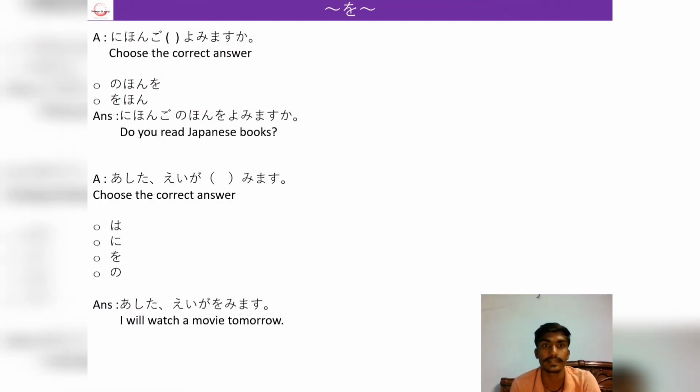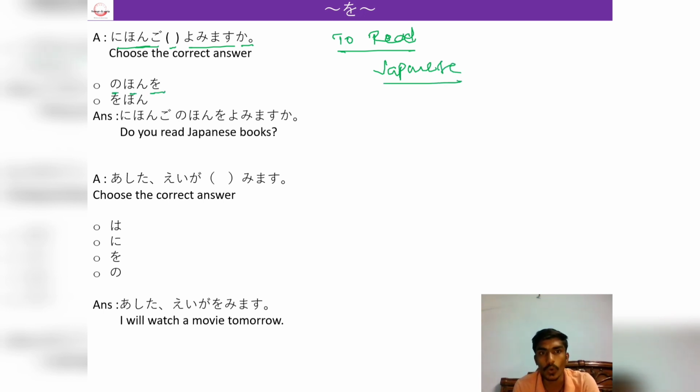Here we have a few more exercises, and the first is "Nihongo dash yomimasu ka". Yomimasu is to read, and Nihongo is, as we all know, Japanese. Options are "no hon o" and "o hon", and the translation is: do you read Japanese books? It is asking us whether we read Japanese books, which means we are talking about an ownership between Japanese and books. And we can see the options. We have used an ownership particle, which is a possessive particle, the no particle. So according to this, our answer would be "Nihongo no hon o yomimasu ka", which means do you read Japanese books?